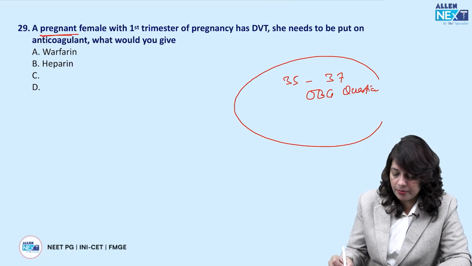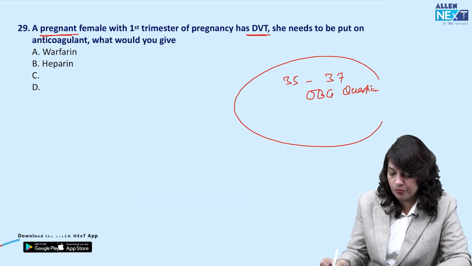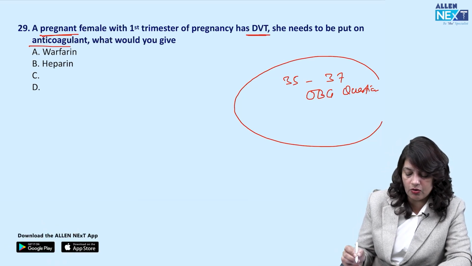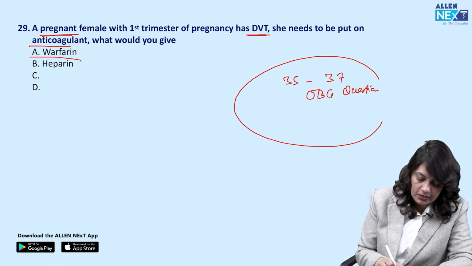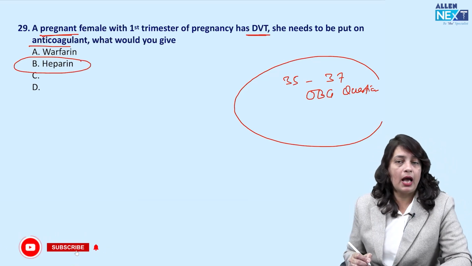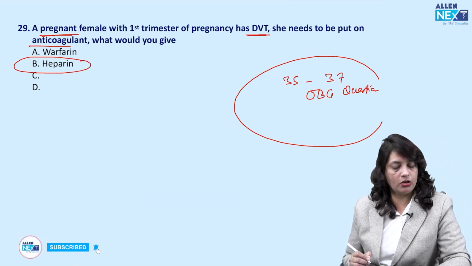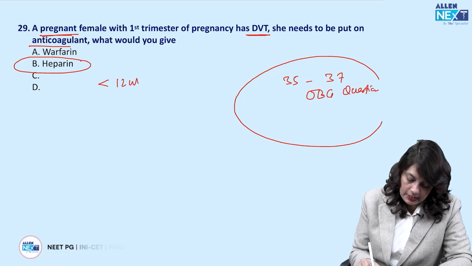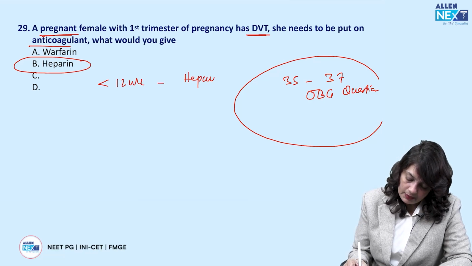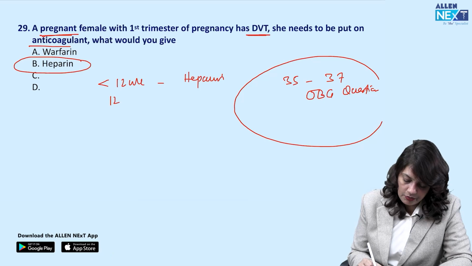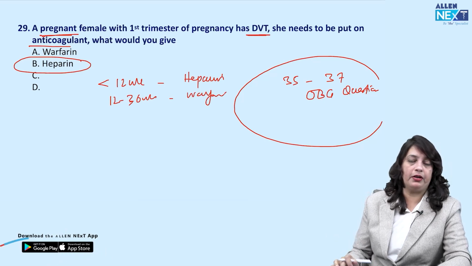A pregnant woman in the first trimester of pregnancy has deep vein thrombosis. She needs to be put on anticoagulant. Which will you give? In the first trimester, we prefer giving heparin because heparin does not cross the placenta. So, less than 12 weeks is heparin and 12 to 36 weeks, it is warfarin.